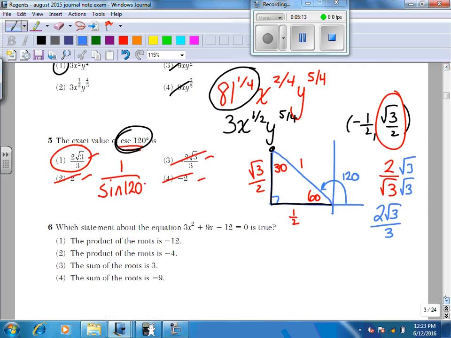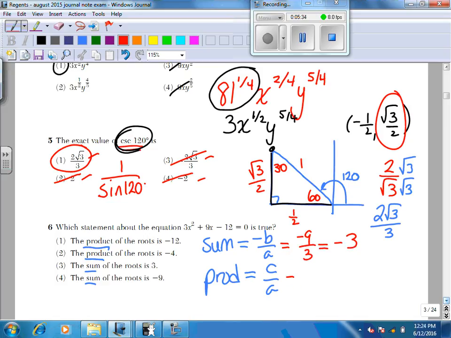Number 6, which statement about the roots is true? Talking about the product and sum, you should remember the formula. The sum of the roots is negative b over a. The product of the roots is c over a. Well, our sum then, the opposite of 9 is negative 9 over 3, which is negative 3.